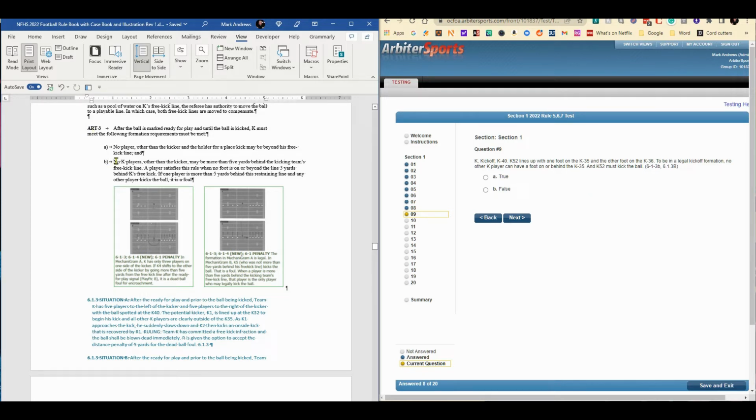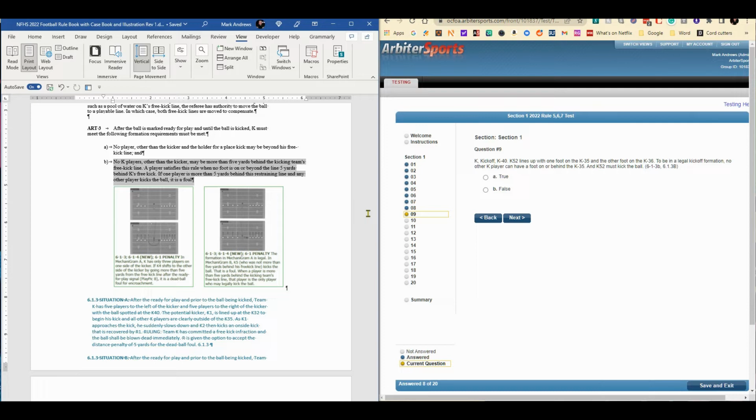6-3-1-B says no K player, other than the kicker, may be more than 5 yards behind the kicking team's free kick line. A player satisfies this rule when no foot is in or beyond the line 5 yards behind K's free kick line. If one player is more than 5 yards beyond this restraining line and any other player kicks the ball, it is a foul. So it's a fancy way of saying that all the kicking team, except for the kicker, have to be in front of that.